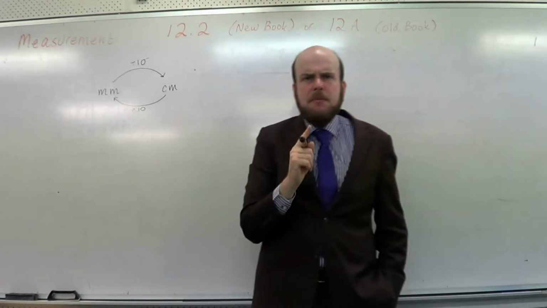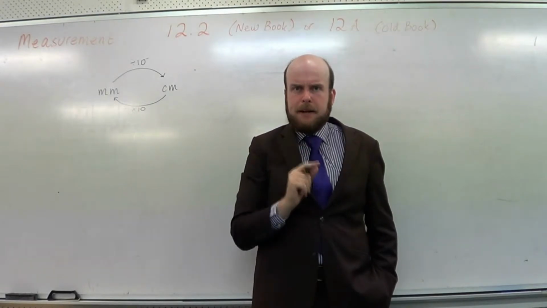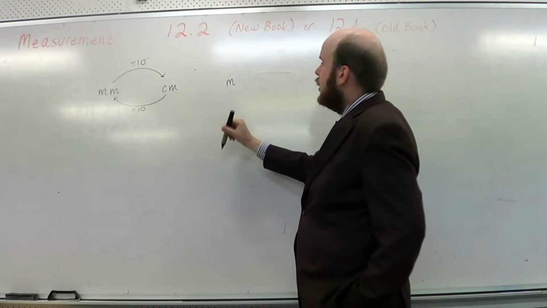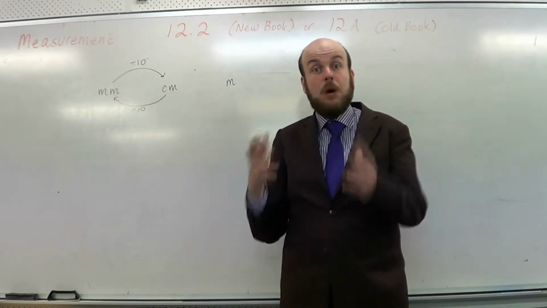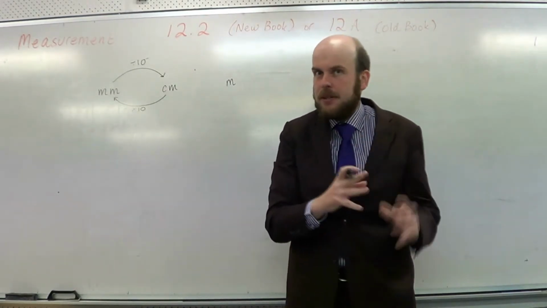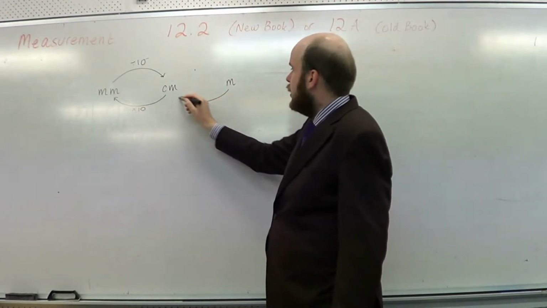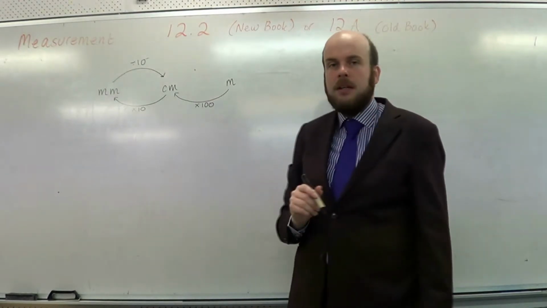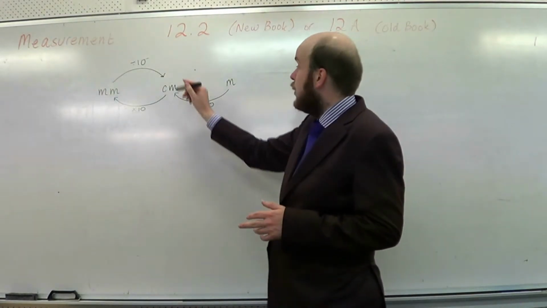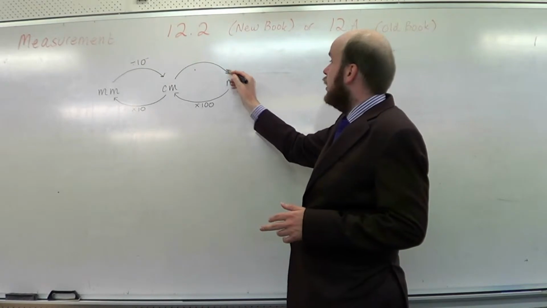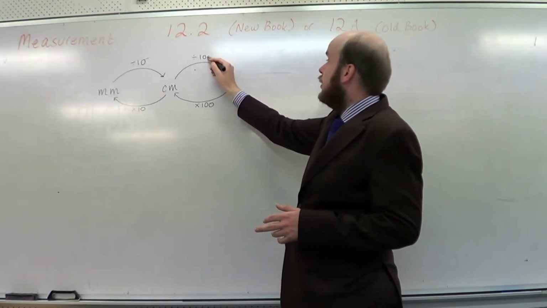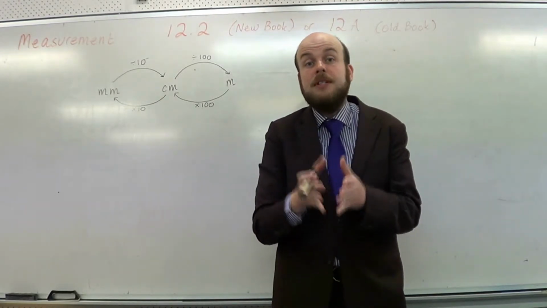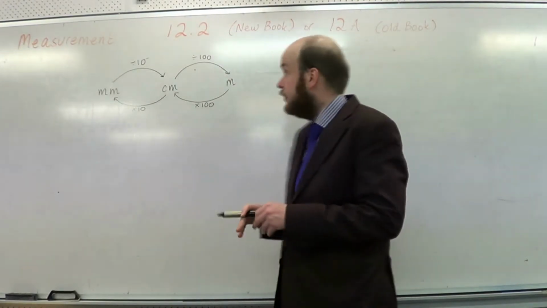Okay, how many centimeters in a meter? 100. So if I had 1 meter, that would be 100 centimeters. And of course, if I want to go the other way, divide. So for instance, 1 centimeter is 0.01 meters.